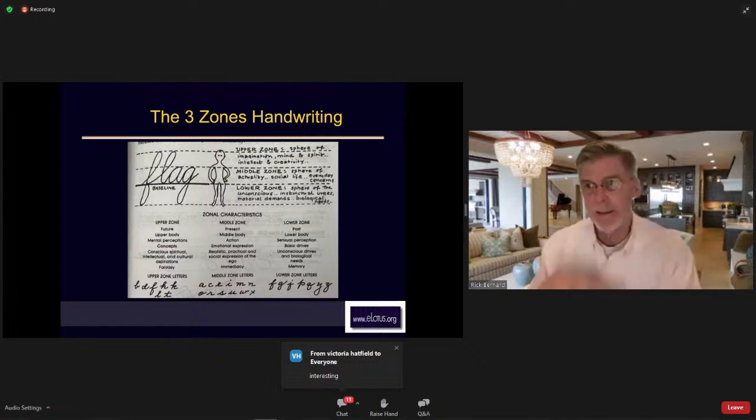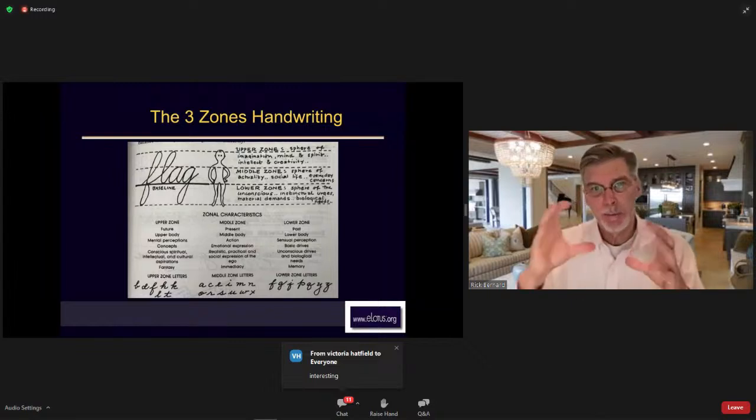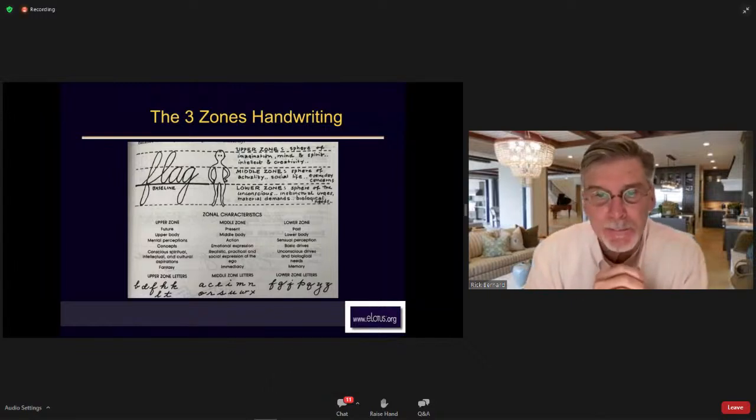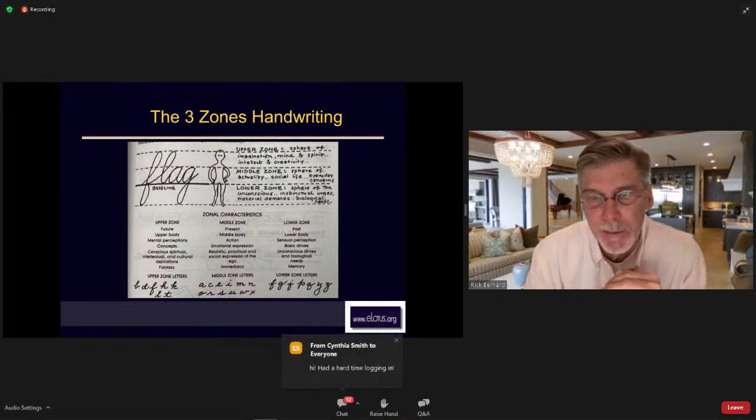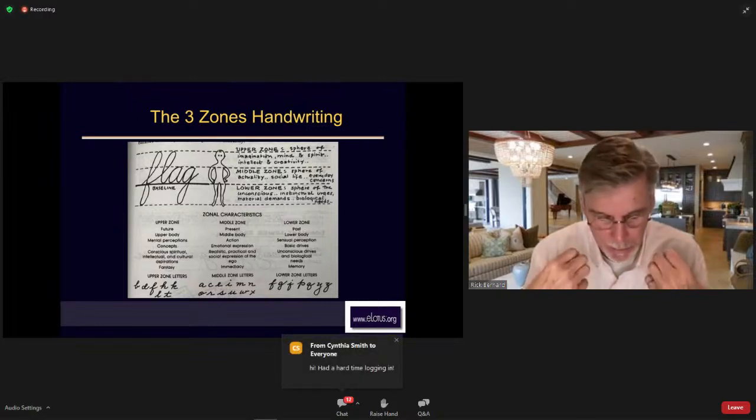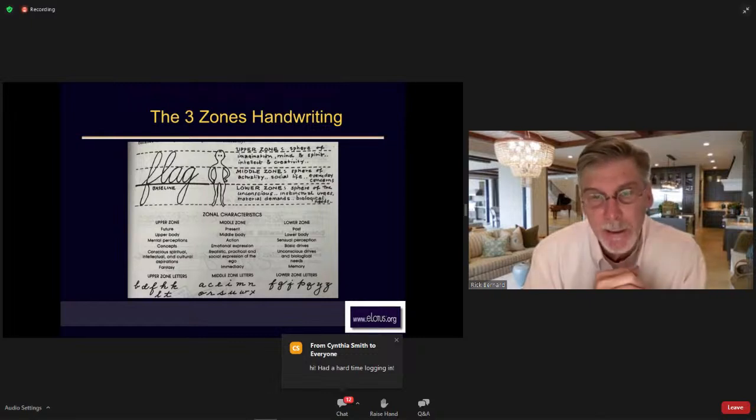Basically has to do with the now, today, where the top zone is more future oriented. And then the lower zone, you look at the lower zone of writing, it's really our instinctual needs, our physical bodies, our stamina. All has to do with how you shape your letters in the lower zone.